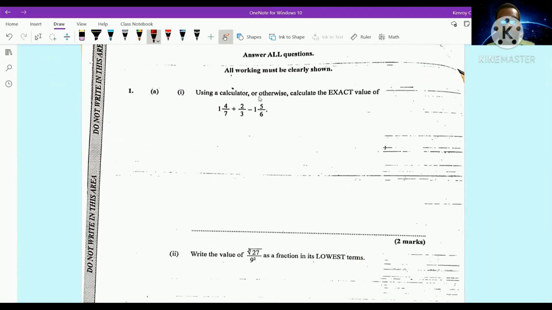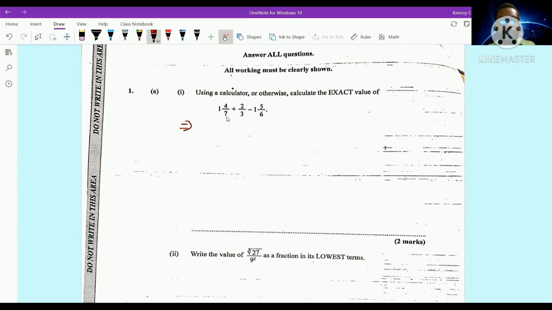It says using a calculator or otherwise calculate the exact value of 1 and 4/7 plus 2/3 minus 1 and 5/6. Now I'm going to work it without the calculator at first. All right, so one of the easier ways to deal with mixed fractions is to turn them into improper fractions. So it's easier to deal with.